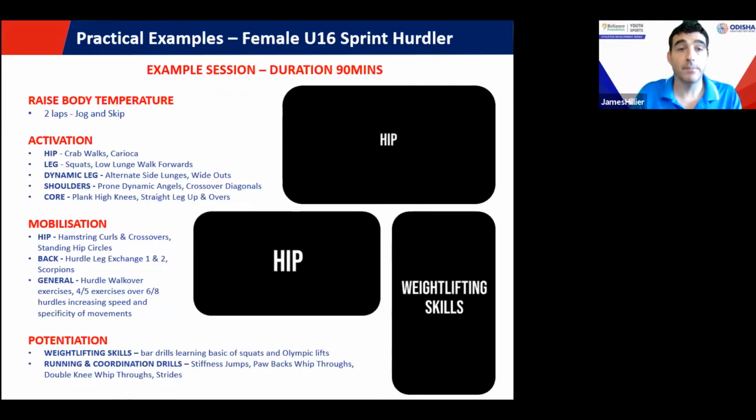So the athlete turns up, we're going to do 2 laps of jogging and skipping just to raise the body temperature. Then we're going to do some activation work. So we're going to start with the hips, then the legs, then some dynamic leg movements, then we're going to work the shoulders and the core muscles. So let's have a look now at some examples here of activation exercises.